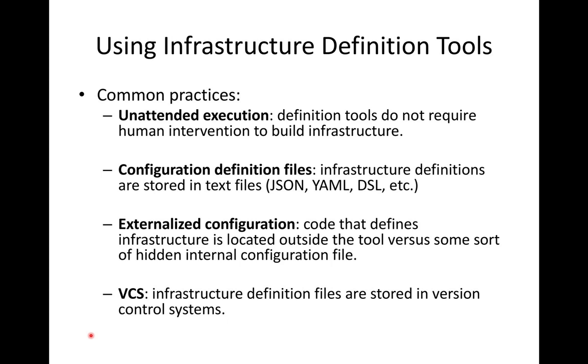How do we use these infrastructure definition tools? A couple different ways. You could set up unattended execution of the infrastructure definition tool, being triggered by a continuous integration pipeline. That's very common. You can use some sort of configuration definition file: JSON, YAML, DSL.